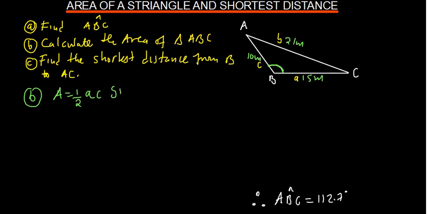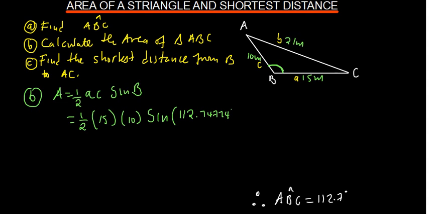and then sine B, and that is going to give us half. You get the side A, which is 15, and then the side C, which is 10, and then sine of the angle B. Now don't use the angle that you have rounded off. This value here you have rounded it off. Use the actual one you found, 112.7472448. So this is the one you are going to punch. Don't use this one. You are going to get a value that is going to be a bit different.